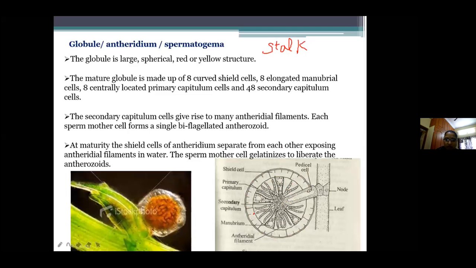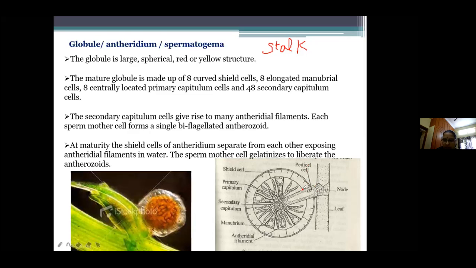1, 2, 3, 4, 5, 6, 7, 8. A total of 8 shield cells are present. How many shield cells are present here, girls? 8. Okay, it is a spherical shape, reddish in color, and consists of a pedicel or stalk.